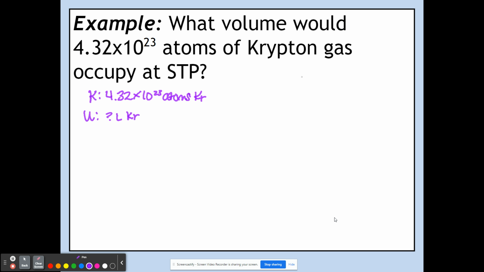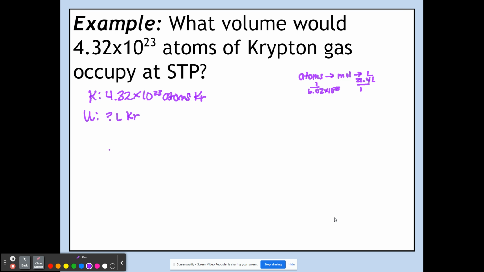Let's go ahead and write out our plan just like we went through on our last paper. So I know I'm going to go from atoms to moles to volume or liters. Okay, so to get from atoms to moles, I know I'm going to have to use 1 over that 6.02 times 10 to the 23rd. To get from moles to liters, I know I'm going to have to use the 22.4 liters over 1 mole.